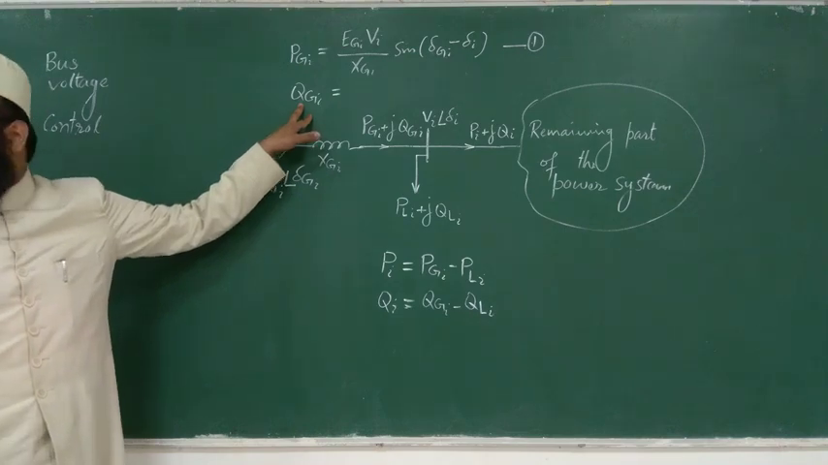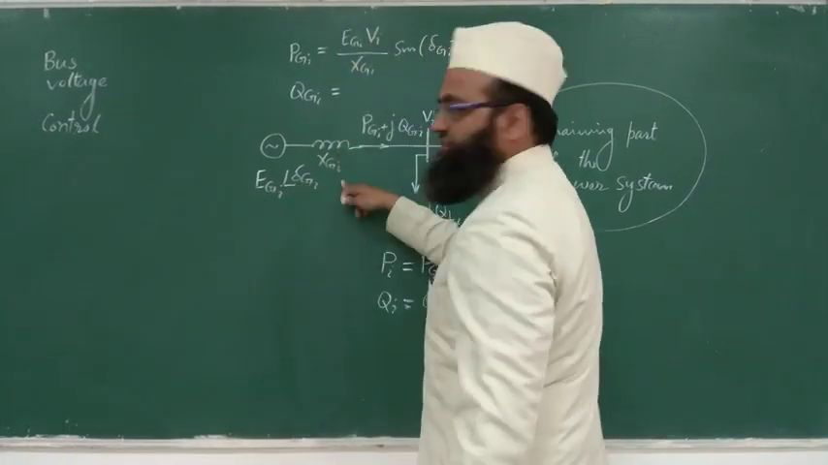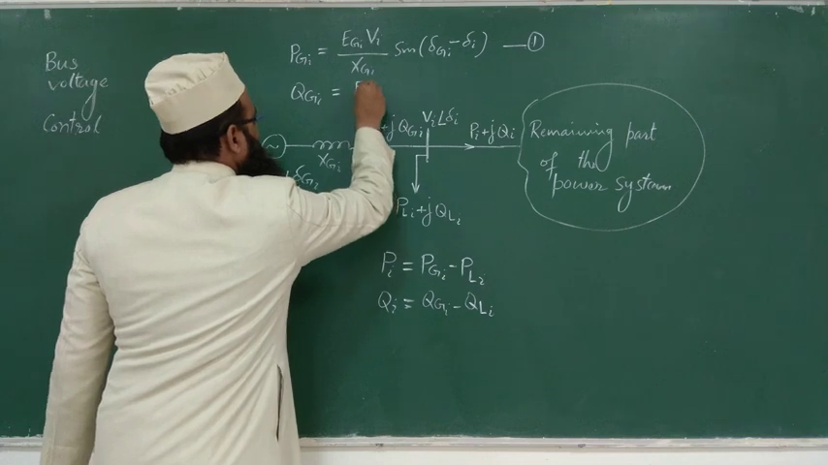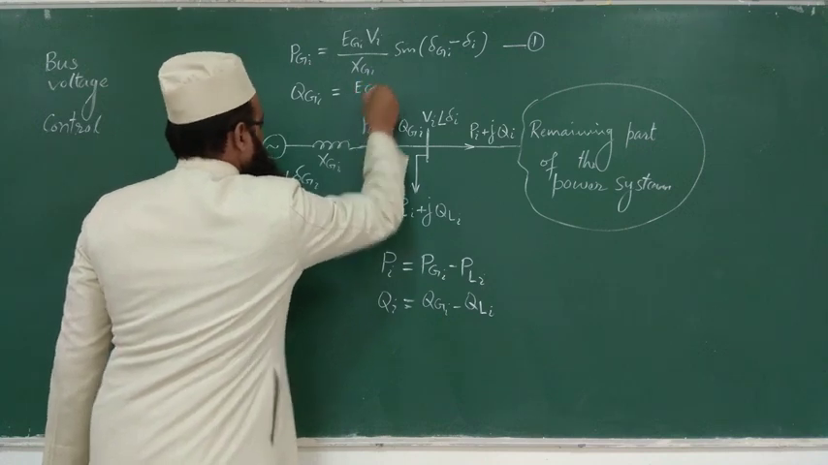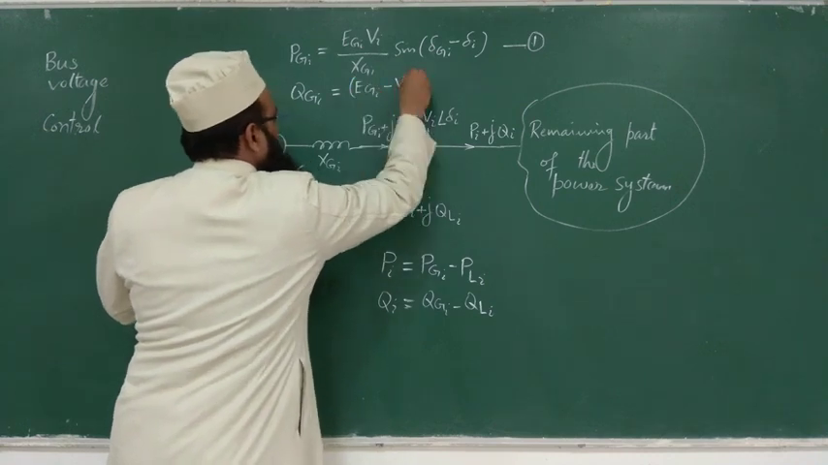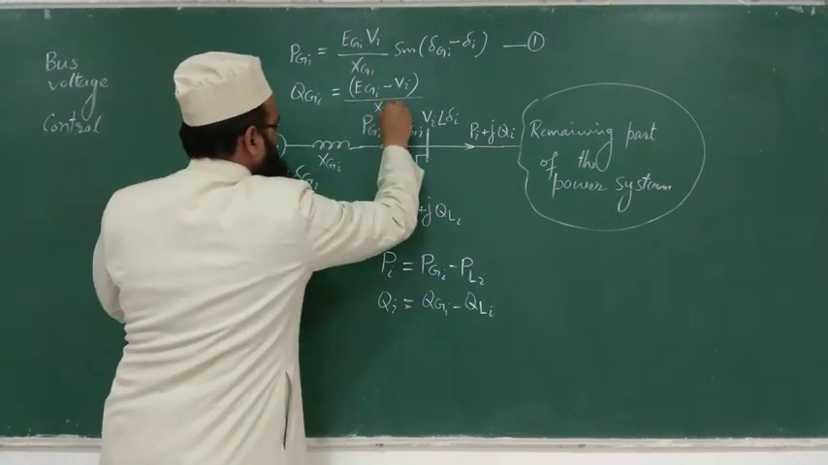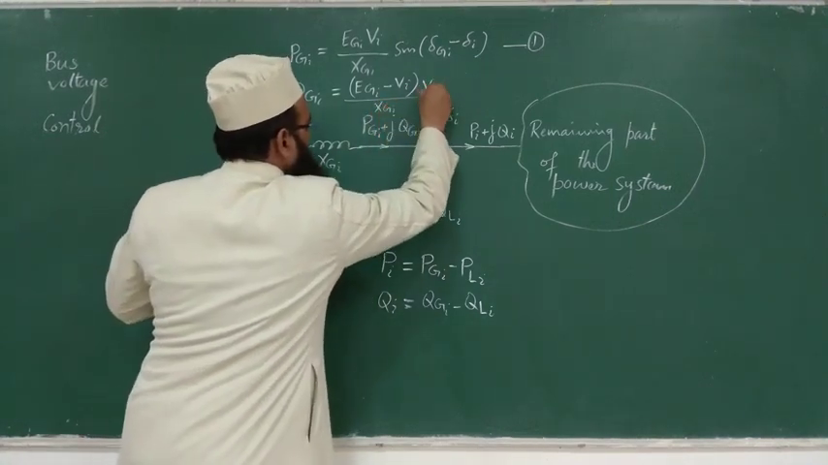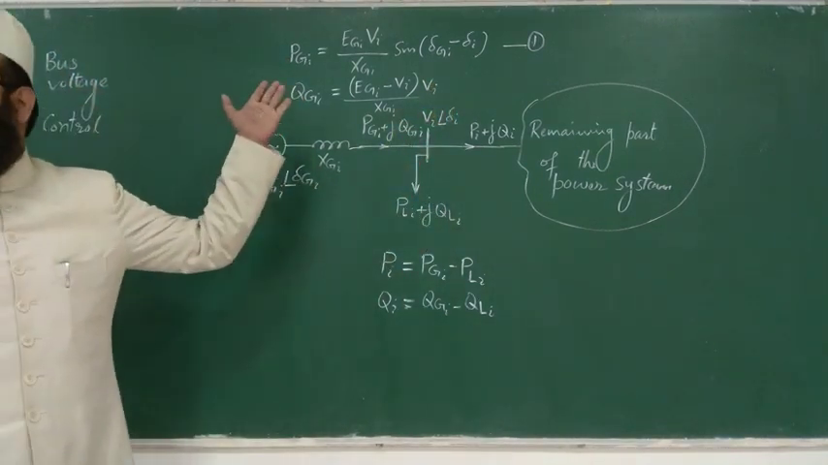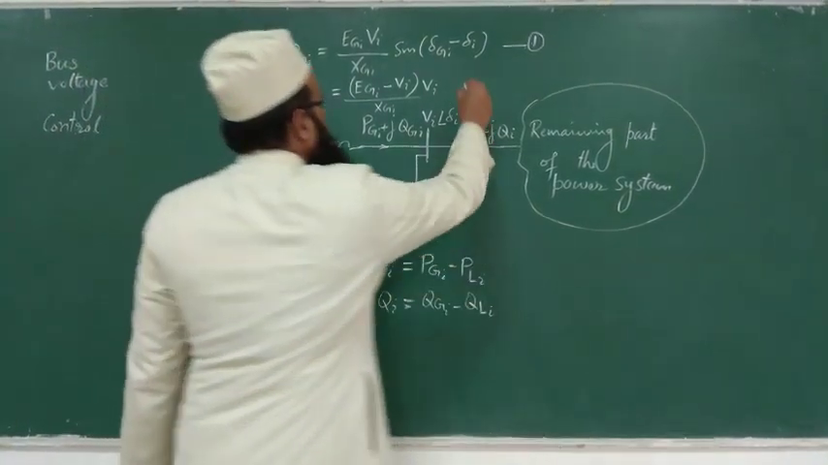So QGi will be, first take the difference of these two, EGi minus Vi upon this. How to write the current? EGi minus Vi upon XGi, times this Vi. You might have derived the same relations for Pi and Qi, active power flow and reactive power flow, right? Write it as equation 2.